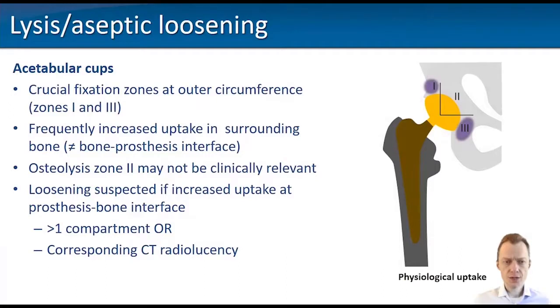So the criteria to speak of loosening is when there is in fact increased uptake at the prosthesis bone interface in more than one component, so zone 1 extending into zone 2 or zone 3 extending into zone 2, and when there is a corresponding CT radiolucency.